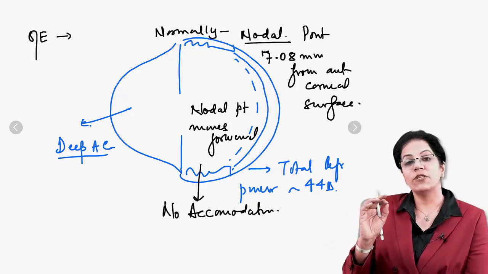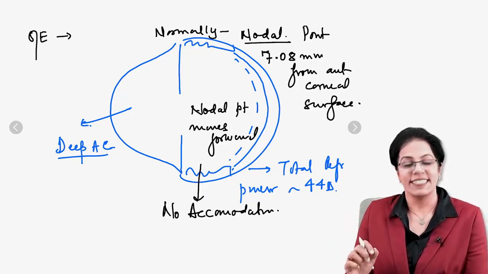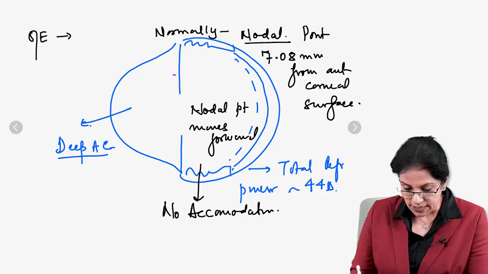Okay, and then what about the iris? Can you think something about the iris? Yes, there is no support of the lens, so we will learn here iridodonesis. Iridodonesis.